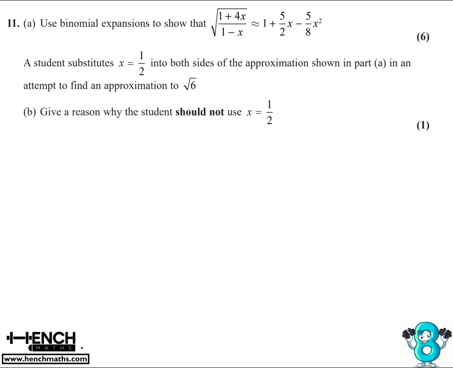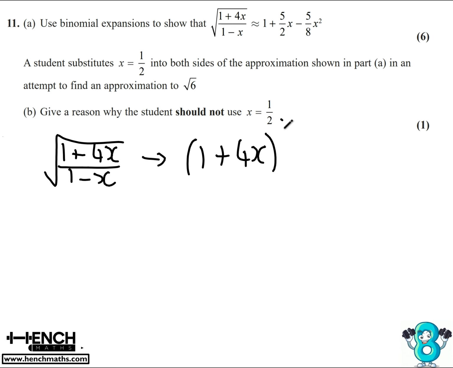A student substitutes x equals a half into both sides of the approximation above in an attempt to find an approximation to root 6. Give a reason why the student should not use x equals a half. So we were expanding 1 plus 4x divided by 1 subtract x, all rooted. And what we did, the technique is we expanded 1 plus 4x to the power of a half. And we did 1 subtract x to the power of negative half.